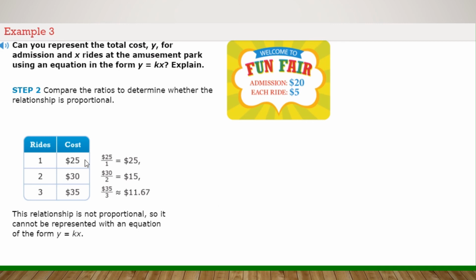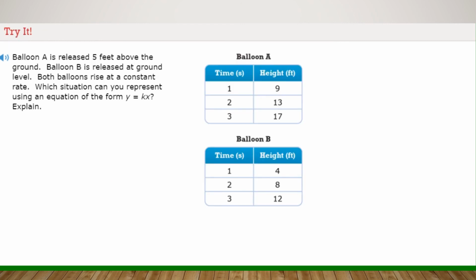Here, the first one, 1 ride, costs $25. 2 rides cost $30, which the unit rate is $15 per ride. And then the third one, if we ride 3 rides and it costs $35, that's $11.67. So this relationship is not proportional.